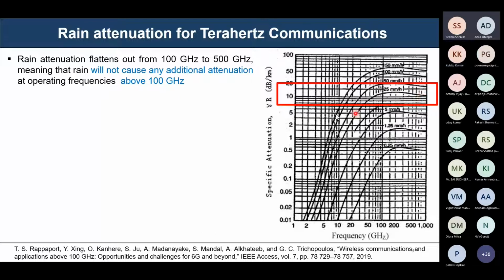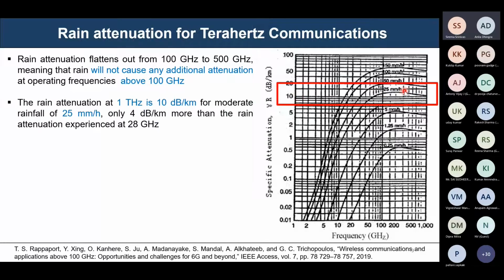So let's say you get around 10 dB per kilometer under a healthy rain situation, let's say 25 mm per hour, normal, moderate rain, not too much and not too little. At 1 terahertz frequency, I'll face around 10 dB per kilometer of attenuation. If you look at 28 gigahertz, it is around 4 dB per kilometer. So pretty much higher. Rain attenuation is one more trouble.